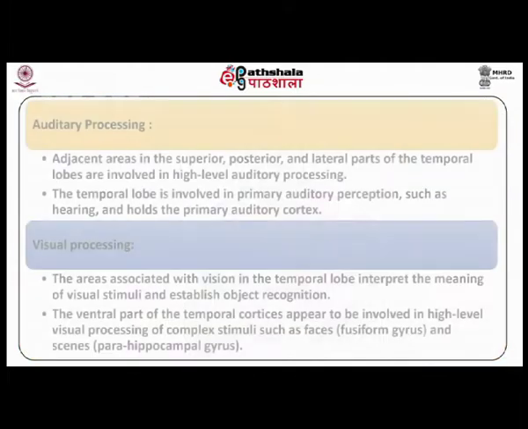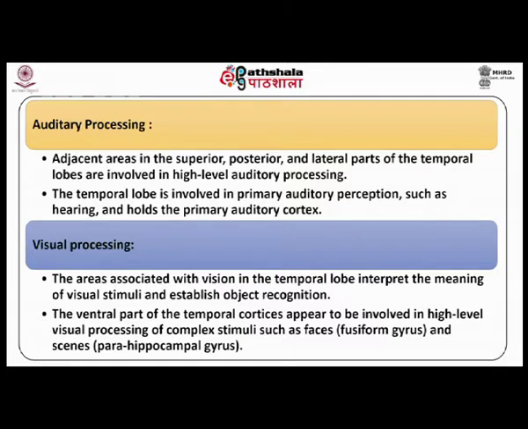The temporal lobe contains the hippocampus and plays a role in the formation of explicit long-term memory modulated by the amygdala. It plays an important role in processing of sensory input. Specific processing areas have been discovered in the temporal cortex. Auditory processing: adjacent areas in the superior, posterior and lateral parts of the temporal lobes are involved in high-level auditory processing. The temporal lobe is involved in primary auditory perception such as hearing and holds the primary auditory cortex.